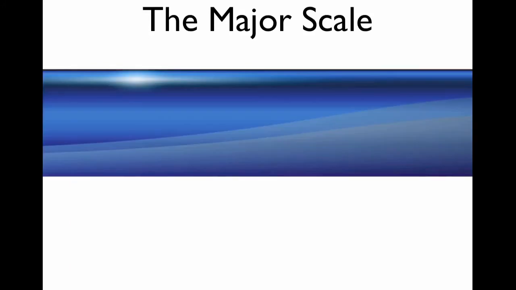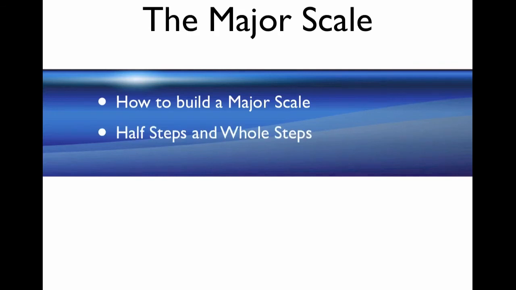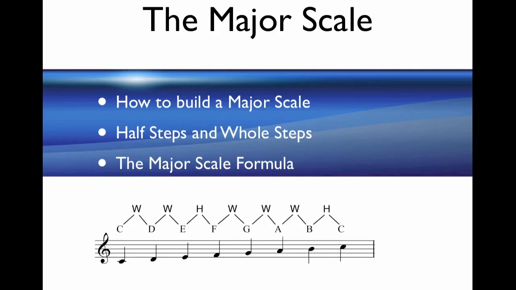To recap, in this chapter we learned how to build a major scale, half steps and whole steps, and the formula for creating a major scale: 2 whole steps followed by a half step, then 3 whole steps followed by another half step. The last note of the scale is the same pitch as the first note, but an octave higher.